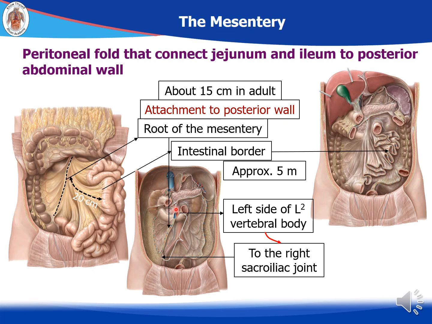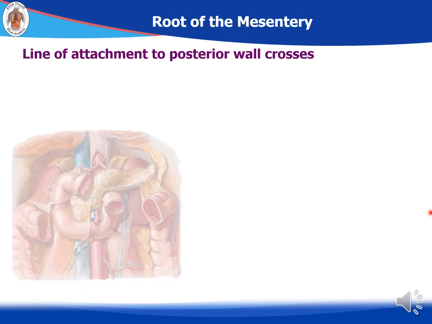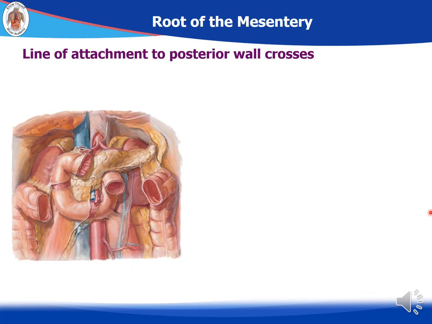So the root extends obliquely from the left side of the lumbar 2 vertebral body to the right upper part of the right sacroiliac joint. Let us see which structures the root of the mesentery crosses. So this is the beginning point, and this is the line of attachment of the mesentery root.